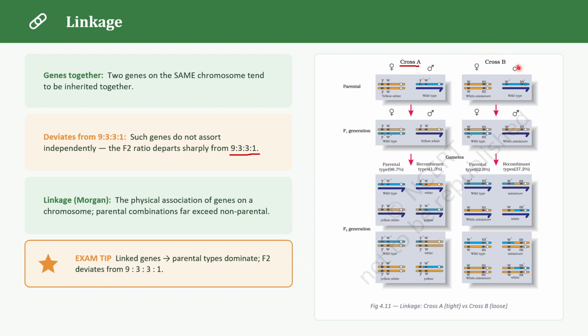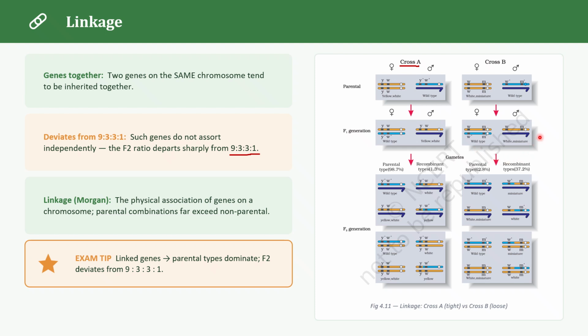Cross B is an example of loose linkage. Here, in the parental generation, let us take the female fly with white eyes and miniature wings, and the male fly is wild type. So when it is crossed, what happened? The white and miniature wing genes are on the same chromosome but are farther apart. Can you see? No, they are not very close to each other, they are far away from each other.